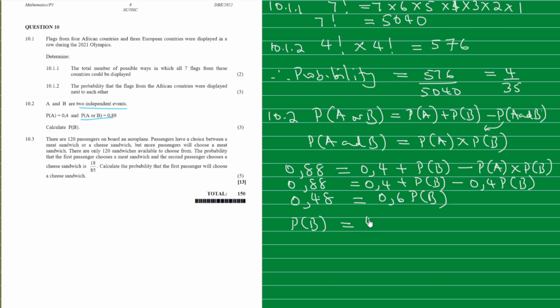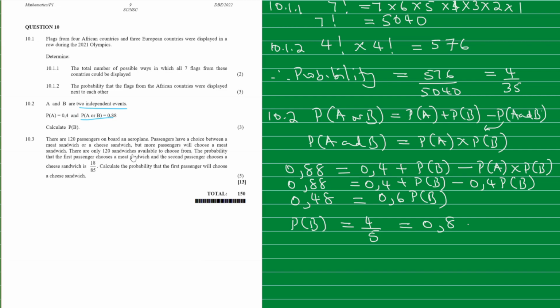So the probability is 4 over 5, or you can write it as 0.8 in decimal form. Then the next question, 10.3, we are given that there are 120 passengers on board an aeroplane. Passengers have a choice between a meat sandwich or a cheese sandwich, but more passengers will choose a meat sandwich.